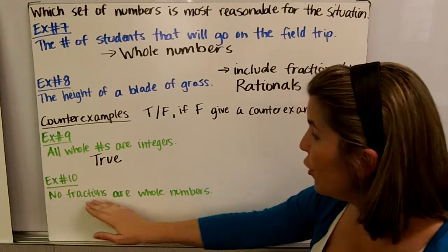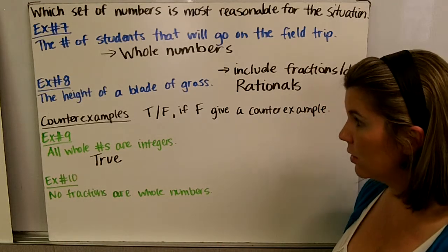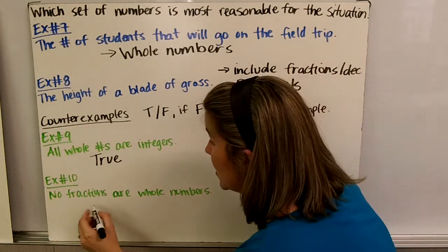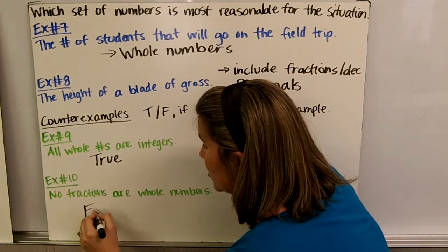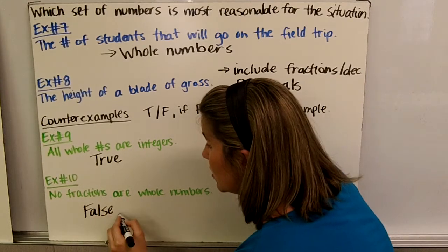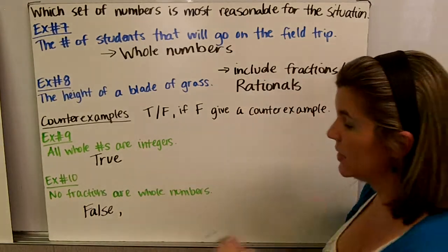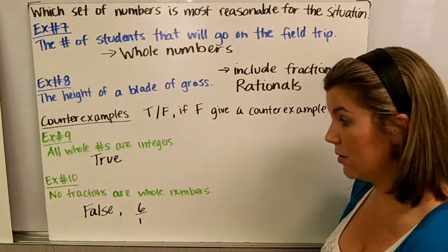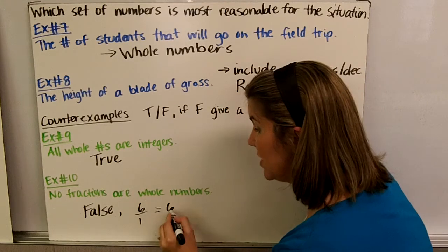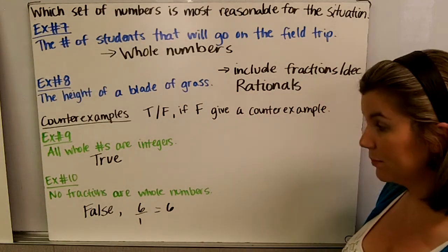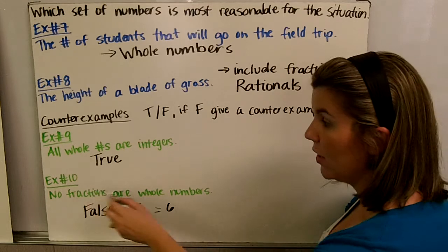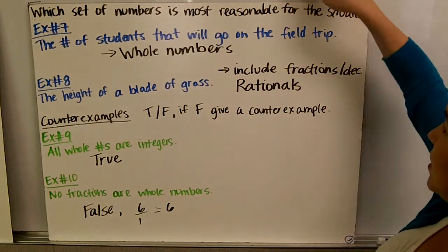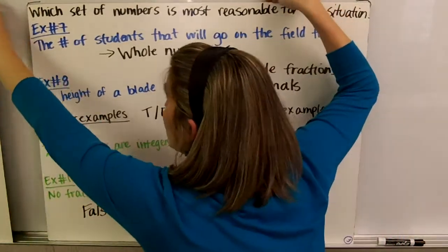Example number 10. No fractions are whole numbers. Well, this might be counterintuitive, but it is false. In a previous example, we said 6 can be written as 6 over 1. 6 over 1 is equal to 6, and this is a whole number. So, no fractions are whole numbers? That is not true. Fractions can be whole numbers, and whole numbers can be fractions.